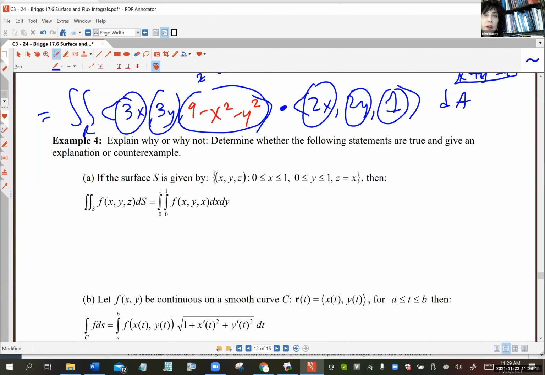You've got to do some homework and you'll get a chance. Let's do some true false problems and we'll wrap this lecture up. So true or false, explain why or why not.